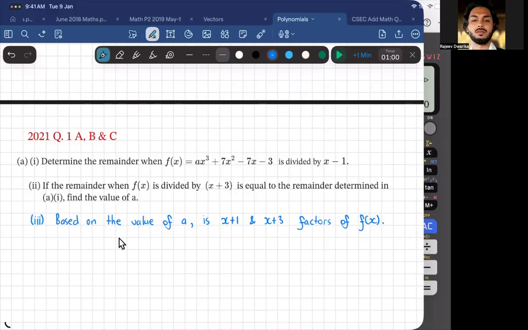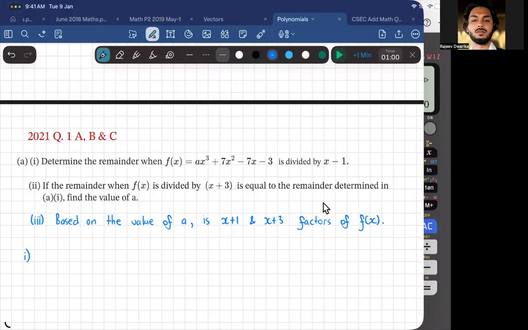So in part 2, they're saying that the remainder when f of x is divided by x plus 3 is equal to the previous remainder. If that is the case, Serena, then you'd put the two remainders equal to each other and solve for A. Right? So let's answer the question on the screen quickly. Let's answer part 1 first. Serena, explain to me, how would I work out part 1?